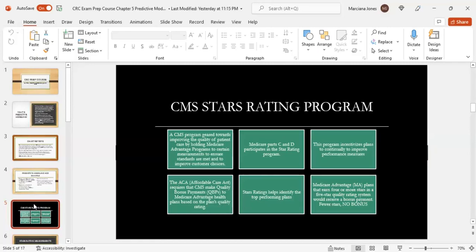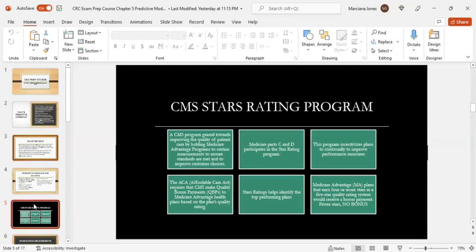So the STARS program is a CMS program geared toward improving the quality of patient care by holding Medicare Advantage programs to certain measurements to ensure standards are met and to improve customer choices. Medicare Part C and D participate in the STAR rating program. This program incentivizes plans to continually improve performance measures. The Affordable Care Act requires that CMS or Medicare make quality bonus payments to Medicare Advantage health plans based on the plan's quality rating. The STARS rating helps identify top performing plans.